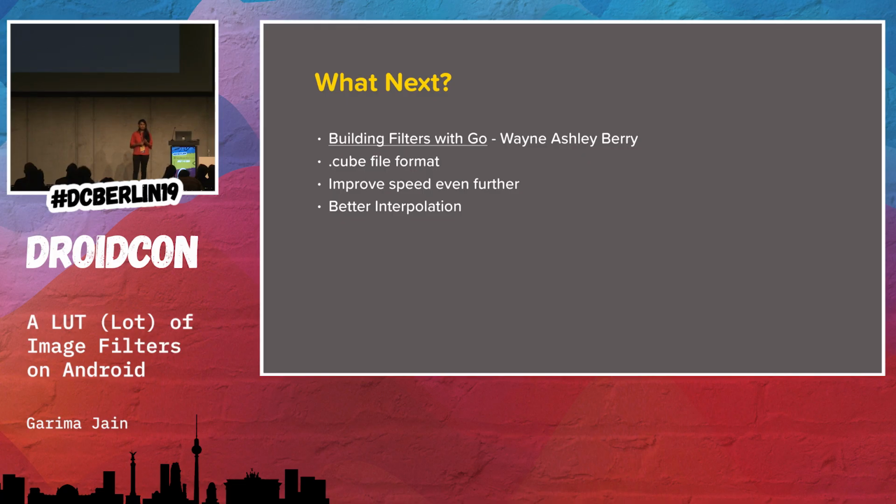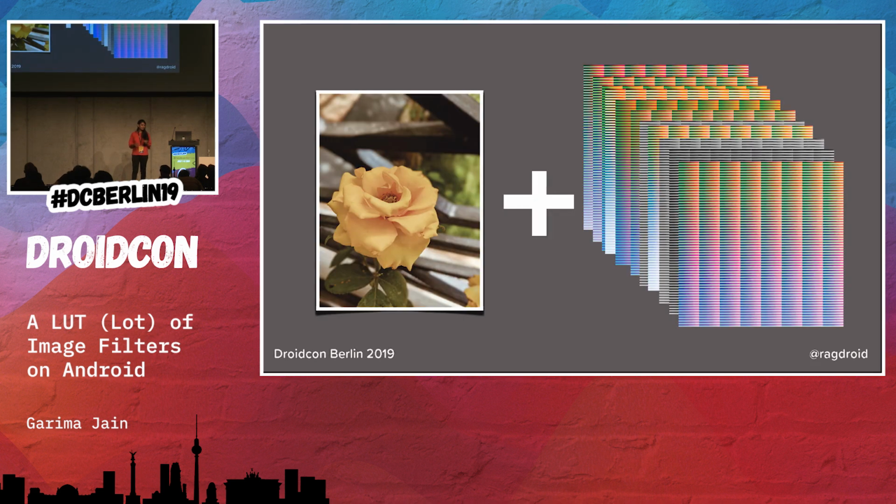We could improve the speed of Renderscript even further, but that's improving the Renderscript implementation rather than the image filters. And we could go for an even better interpolation. I couldn't go further than that cube, that was my limit, so that is what I implemented.